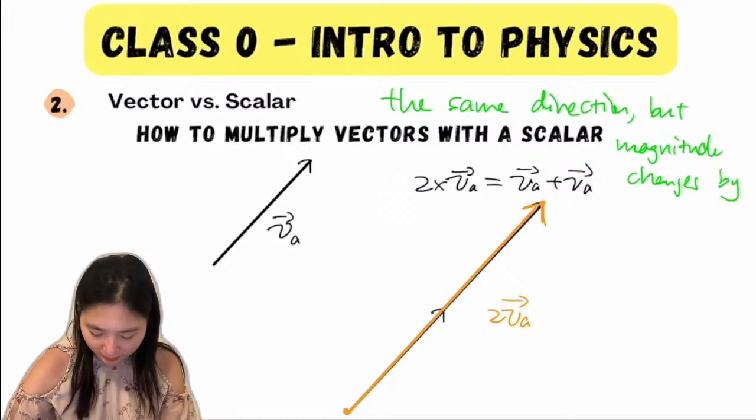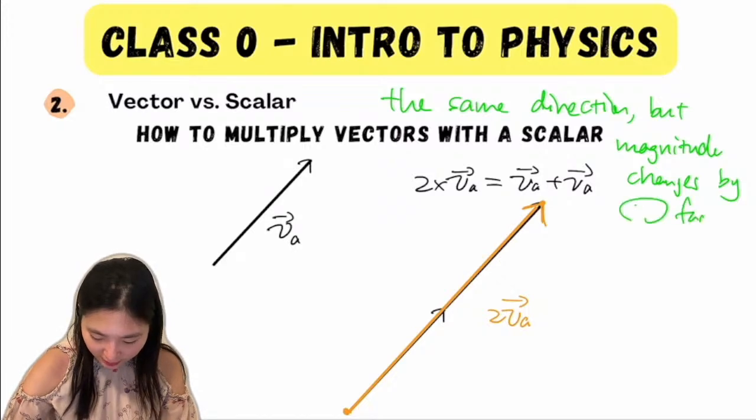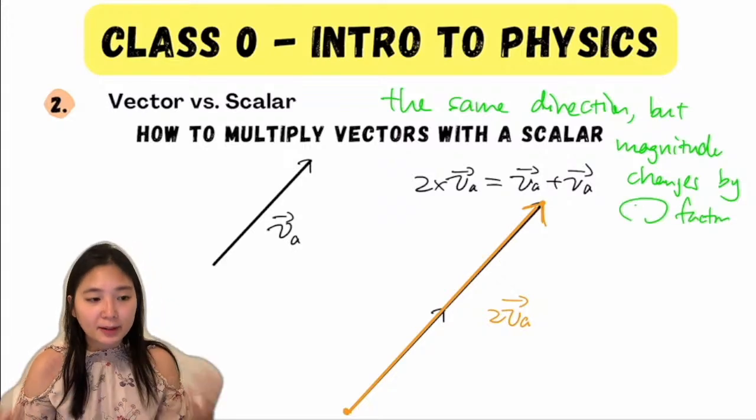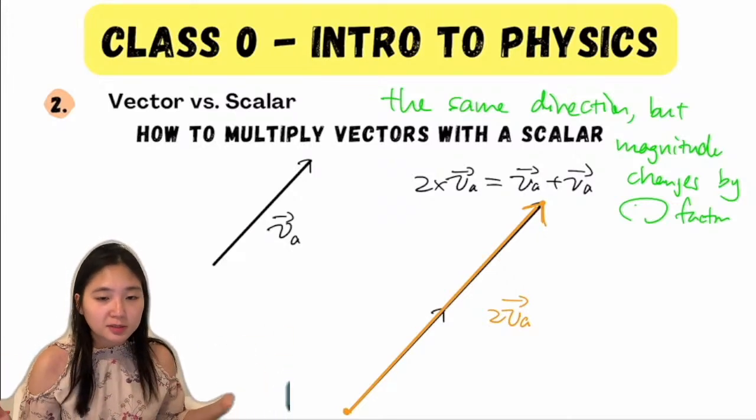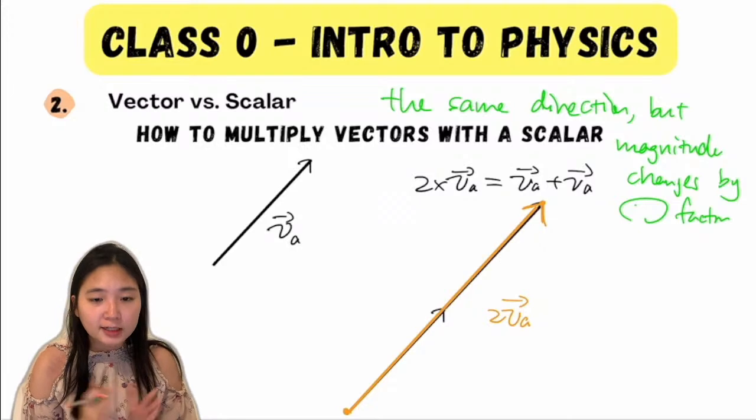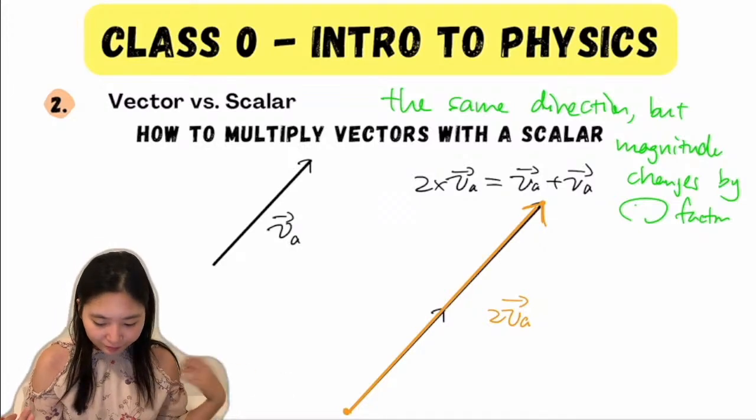by whatever factor you multiplied. If you multiply by 2, then it becomes twice as long. If you multiply by 3, it becomes 3 times as long. If you multiply by 1/2, then it becomes only 1/2 as long.